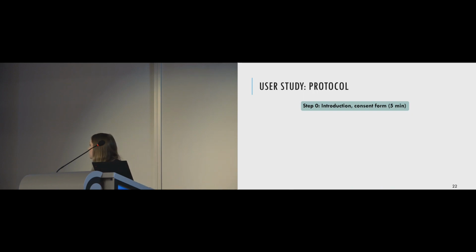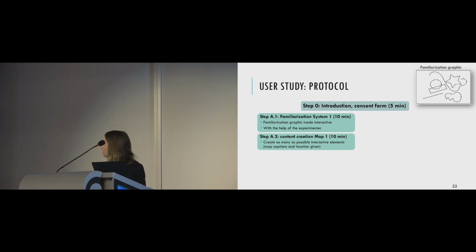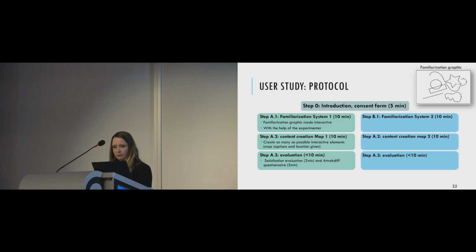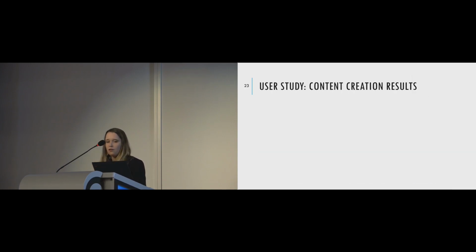The complete protocol was first an introduction and consent form, and then the first system. All the participants start with 10 minutes to learn how to use each system. We have a familiarization tactile graphic, which they make interactive with the experimenter. Then they have 10 minutes, with the instruction to create as many interactive elements as possible on the map. Then they evaluate the content with a satisfaction questionnaire and an attractiveness questionnaire. Then they do the same with the second system and the second map, before answering personal questions. So what are the results?